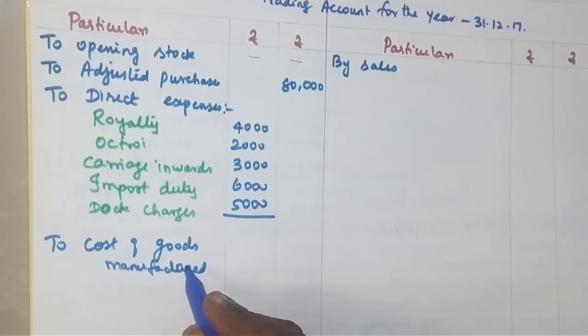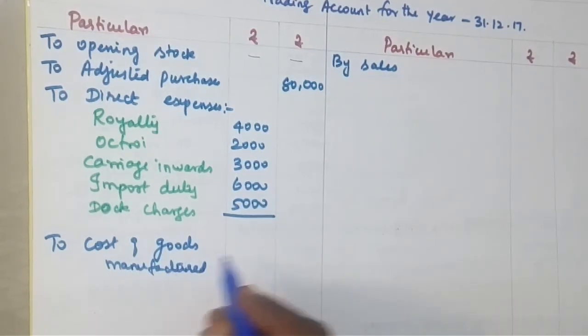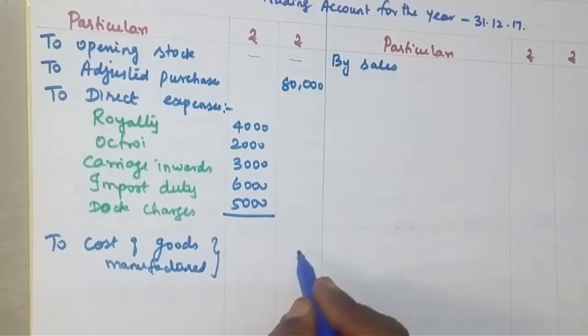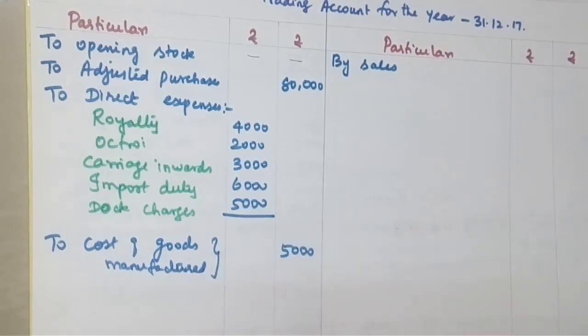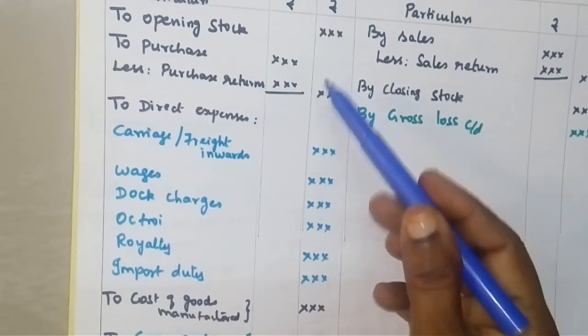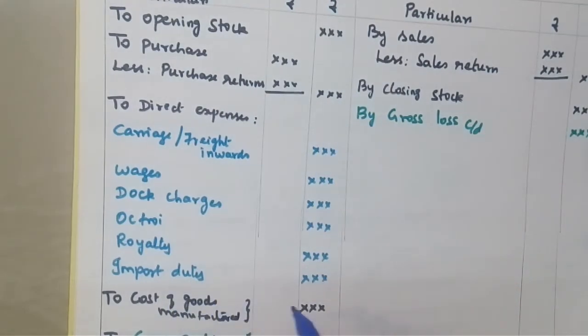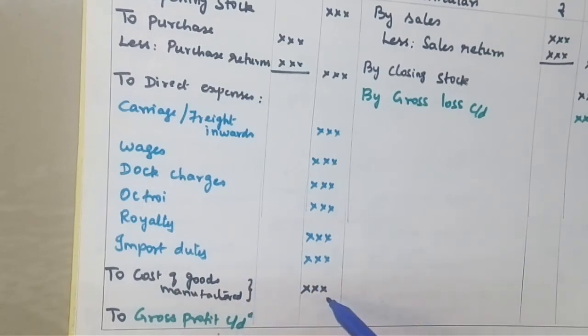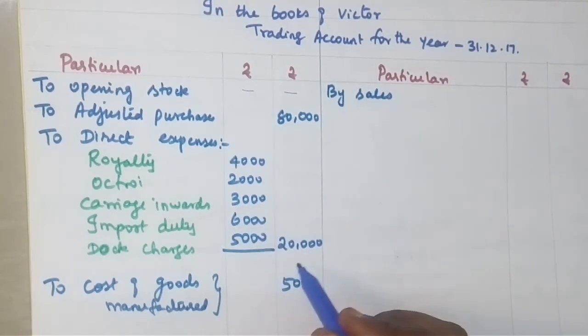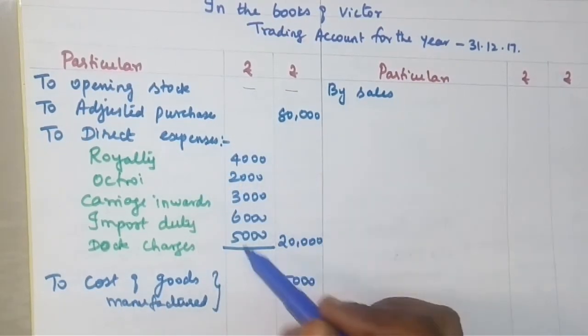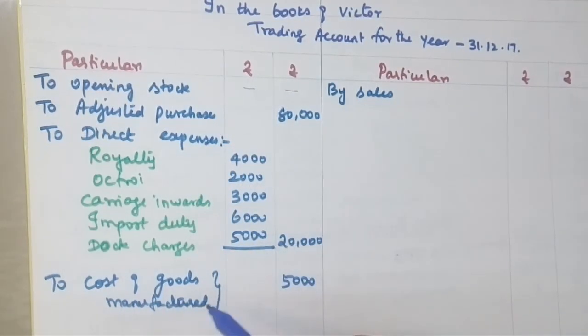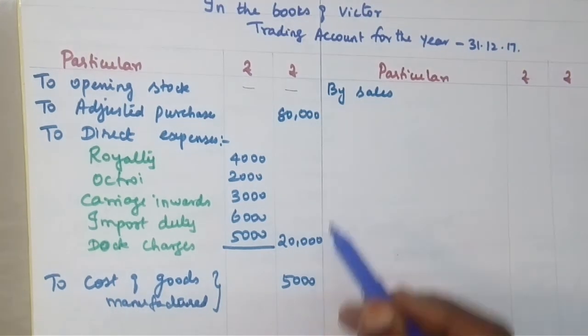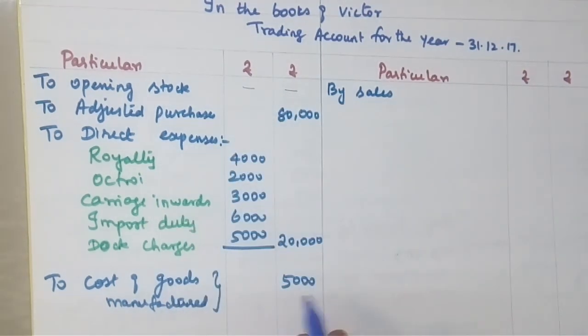Apart from that, debit side la vara vendiyadhu இன்னொரு விஷயம் என்ன இருக்கு, to cost of goods manufactured rupees 5,000. இது டைரக்டா நம்ம outer columnல we can write it. Okay, so நம்மளோட ஃபார்மேட்டை பாத்தீங்கன்னா உங்களுக்கு தெரியும், to cost of goods manufactured அப்படின்றத நம்ம மென்ஷன் பண்ணிருப்போம். So இதெல்லாம் direct expenses, cost of goods manufactured separate we are going to write. Okay, so when we add all this we get 20,000. So purchase 80,000, direct expenses 20,000, cost of goods manufactured 5,000. These are all related to the debit side of the trading account.